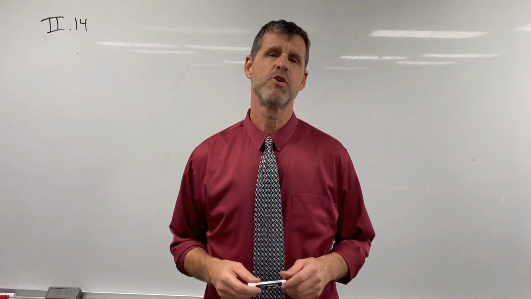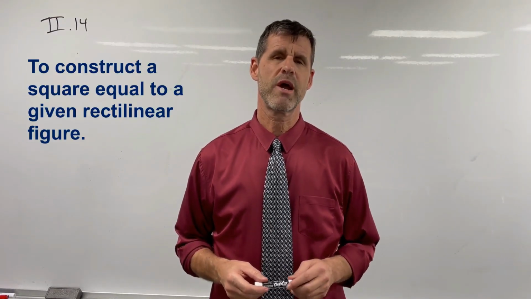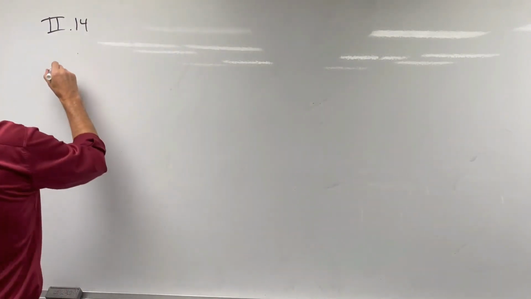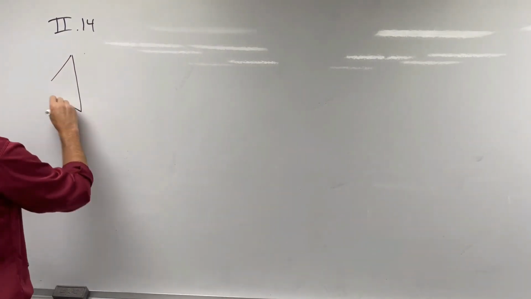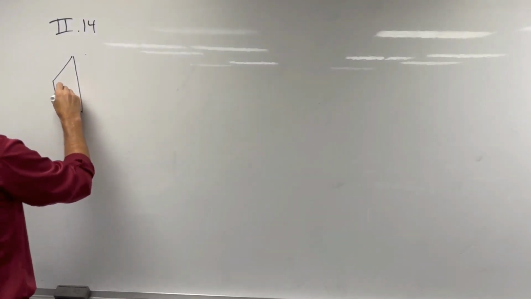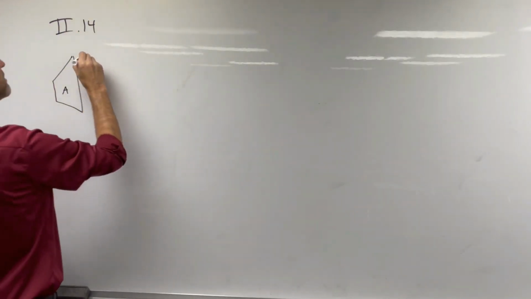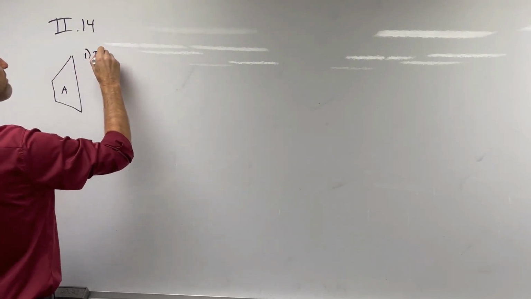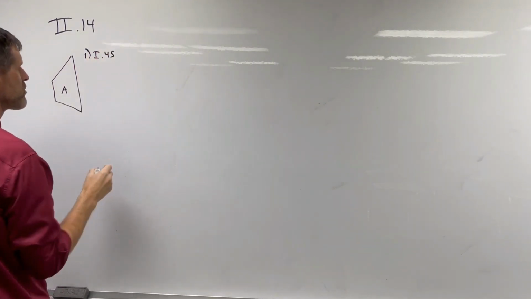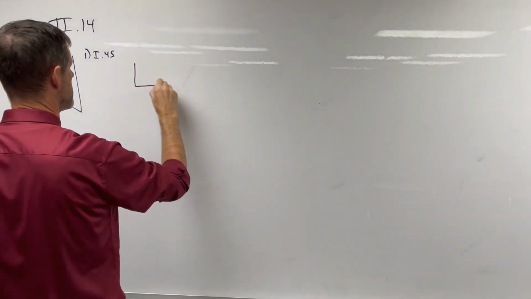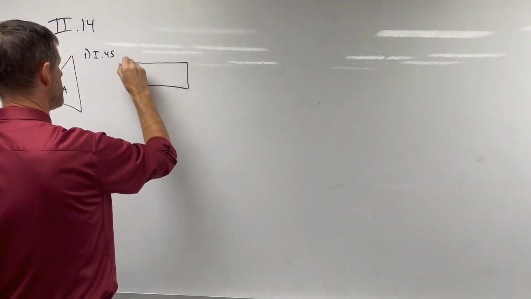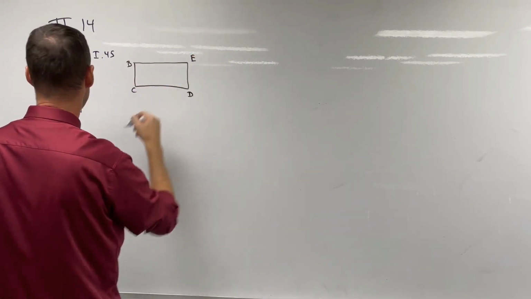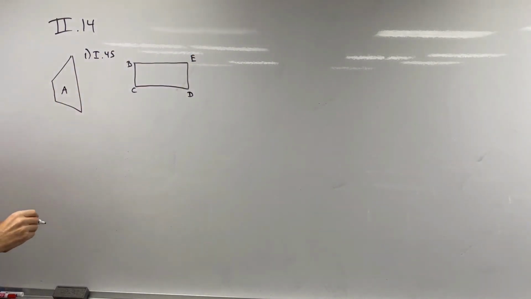Euclid's Elements, Book 2, Proposition 14: to construct a square equal to a given rectilineal figure. We've got a rectilineal figure, we'll call it A, and step 1, we use Proposition 45 of Book 1, and we're going to create a parallelogram equal to our given rectilineal figure A.